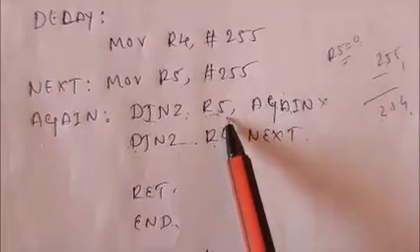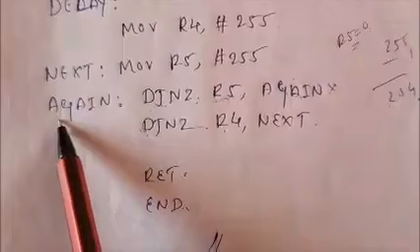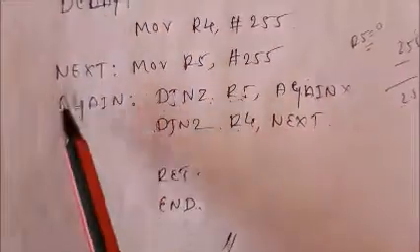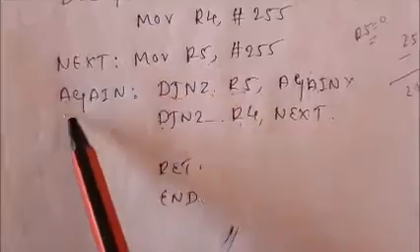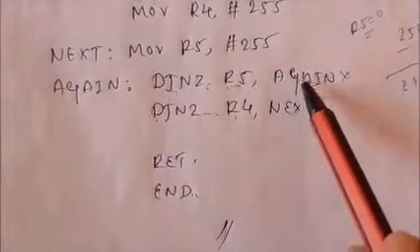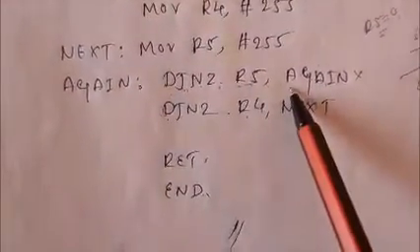Then I need to make the jump to the label again. Where is the again label? These are all labels: delay colon, this is also a label; next colon, this also is a label; again colon, this also is a label. So here I wrote again. That means it will come back to again only, and it will execute this line only.